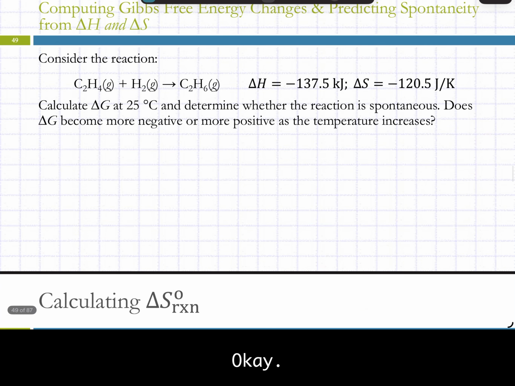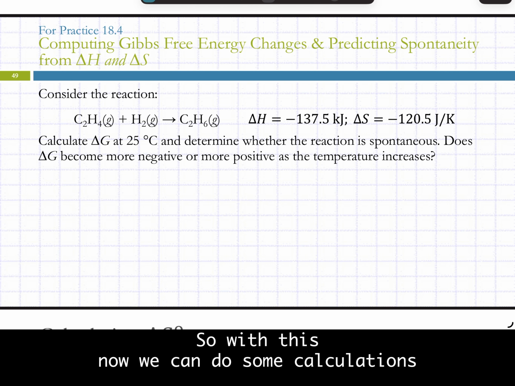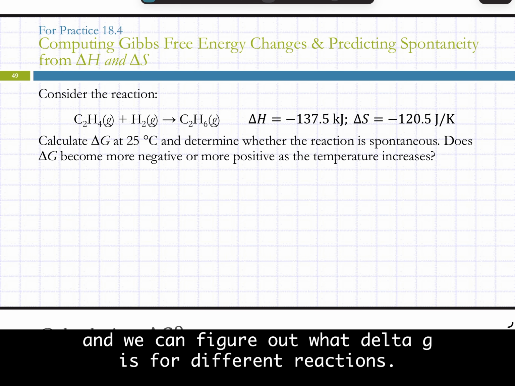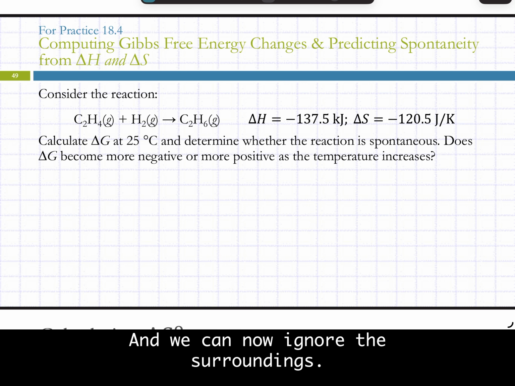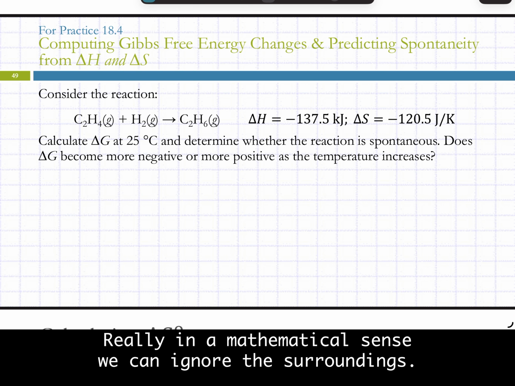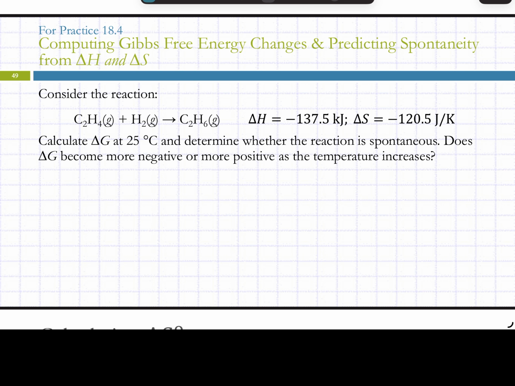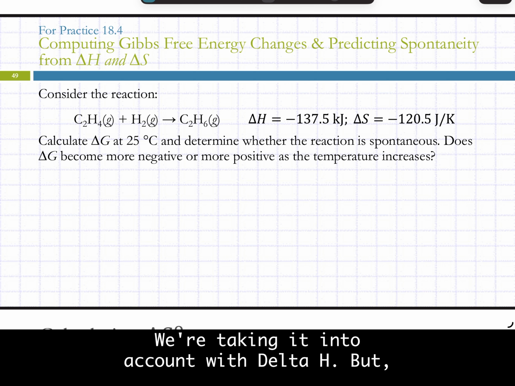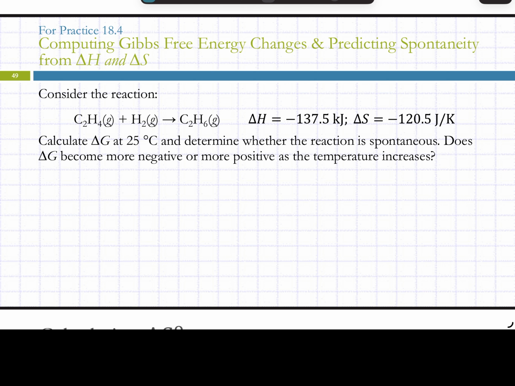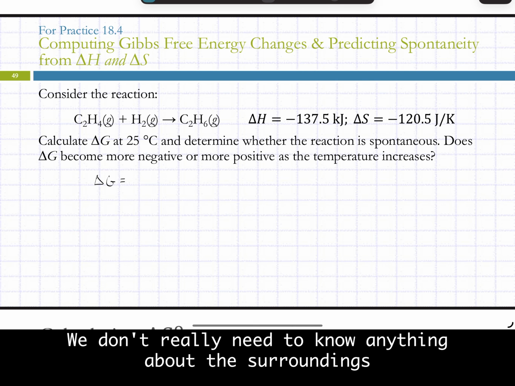Okay. So with this, now we can do some calculations and we can figure out what delta G is for different reactions. And we can now ignore the surroundings, really. In a mathematical sense, we can ignore the surroundings. We're taking it into account with delta H, but we don't really need to know anything about the surroundings to do the calculation.